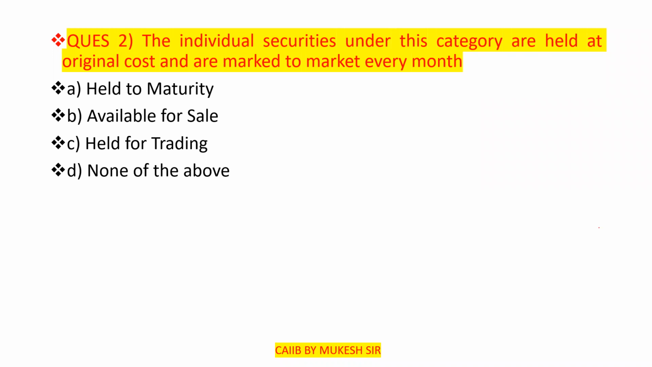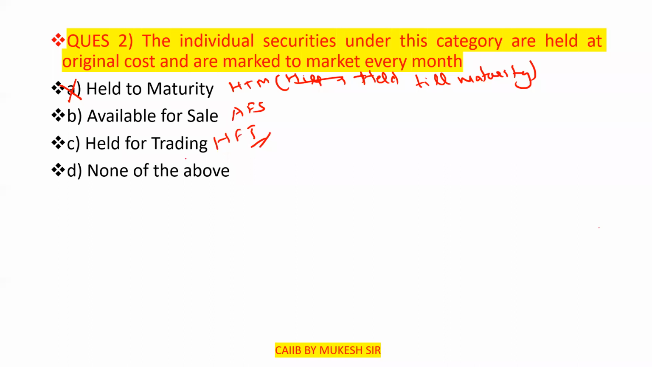Those to be held to maturity, that is HTM, held till maturity, are not marked to market, so this option is wrong. Held till maturity is the correct term, but held to maturity here is wrong. Second, available for sale, AFS: is this the correct one or not? Held for trading, HFT. So what will be the correct answer?